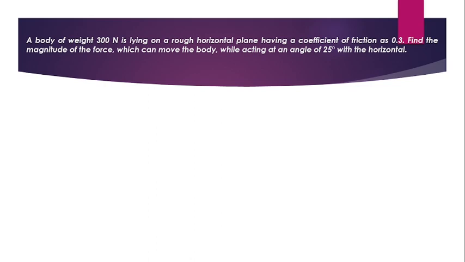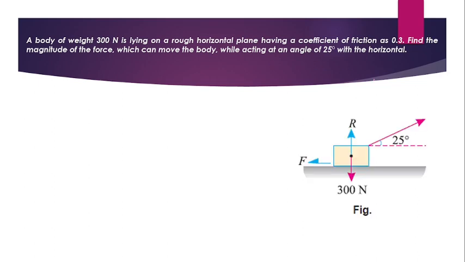Finally, we can solve one problem. Here a body of weight 300 Newton is lying on a rough horizontal plane having a coefficient of friction 0.3. Find the magnitude of the force which can move the body while acting at an angle of 25 degrees with the horizontal, and we have given this figure also. Here we can see that one object is resting on a horizontal surface and one external force is applied to move this body, which is inclined 25 degrees with the horizontal direction. Then we have to find out this required force P.